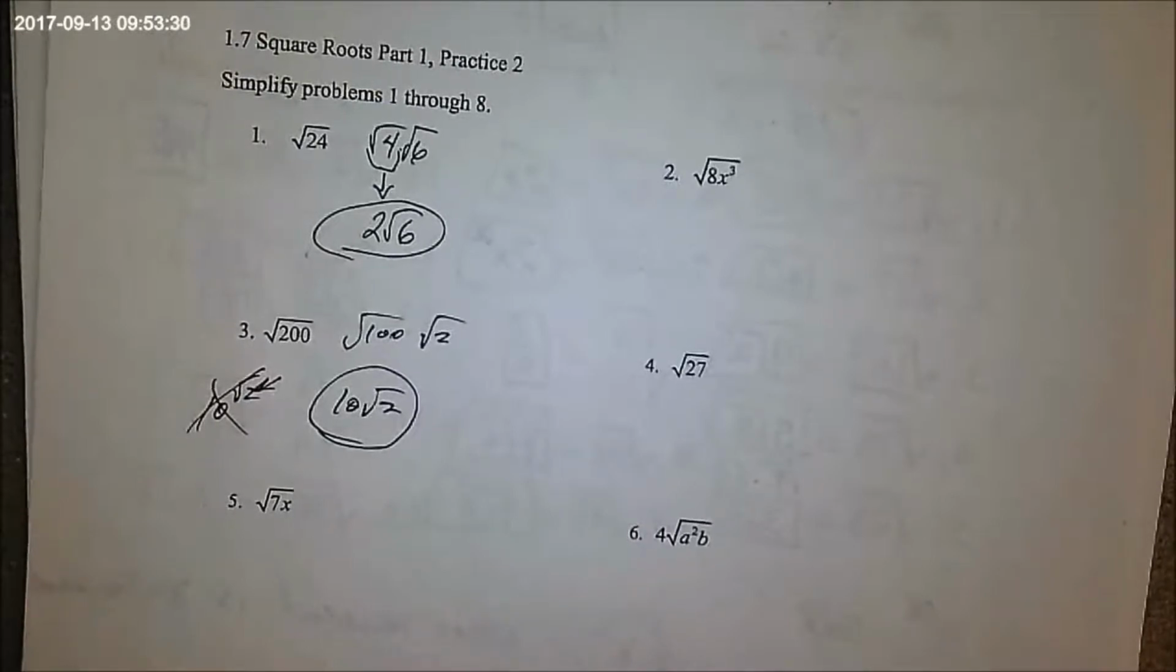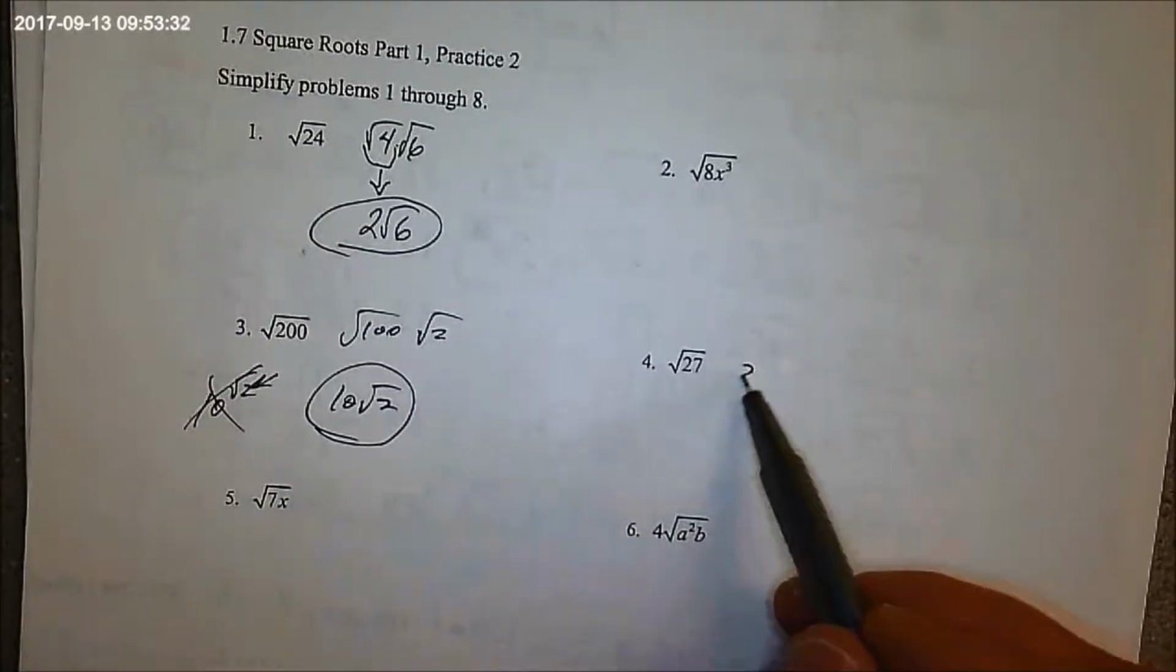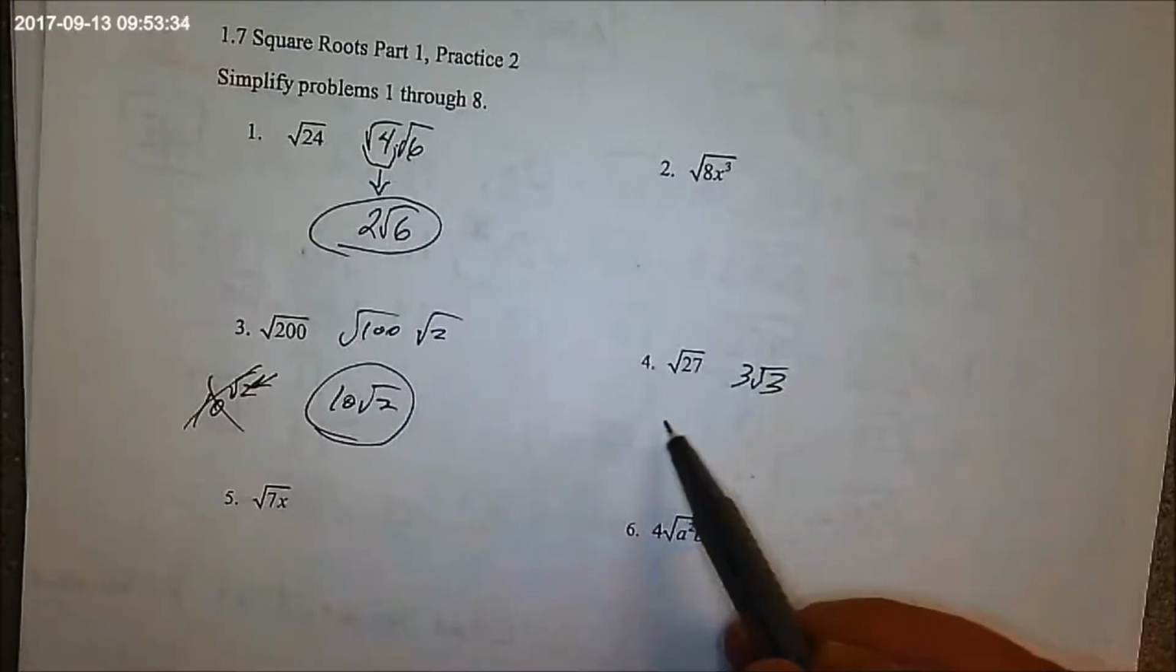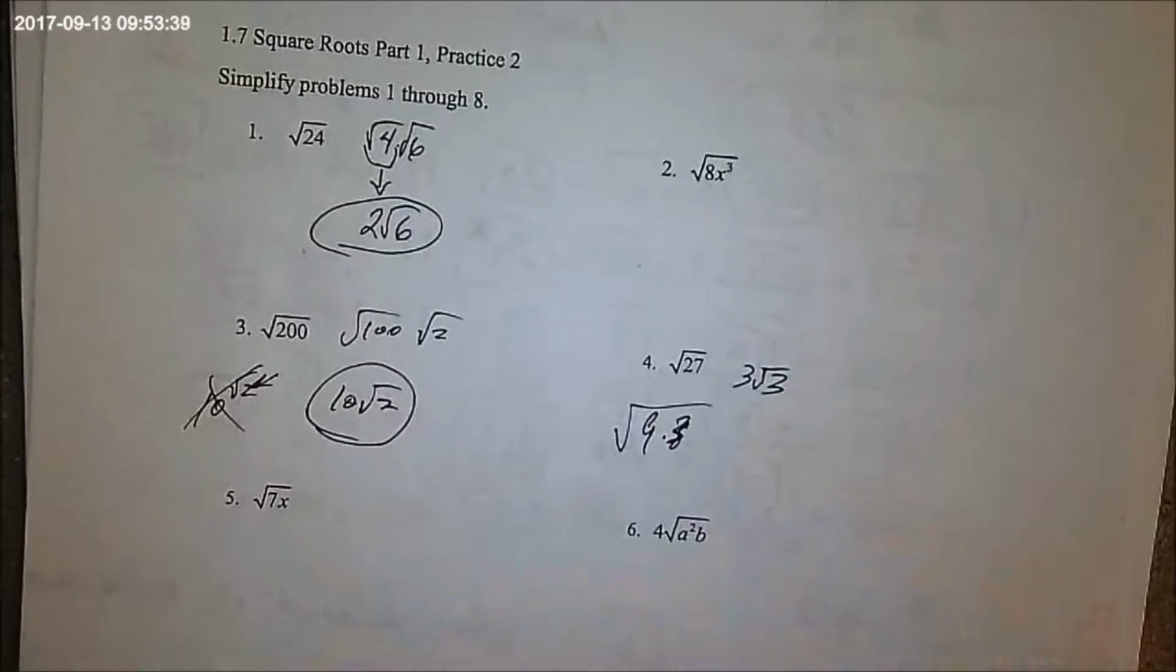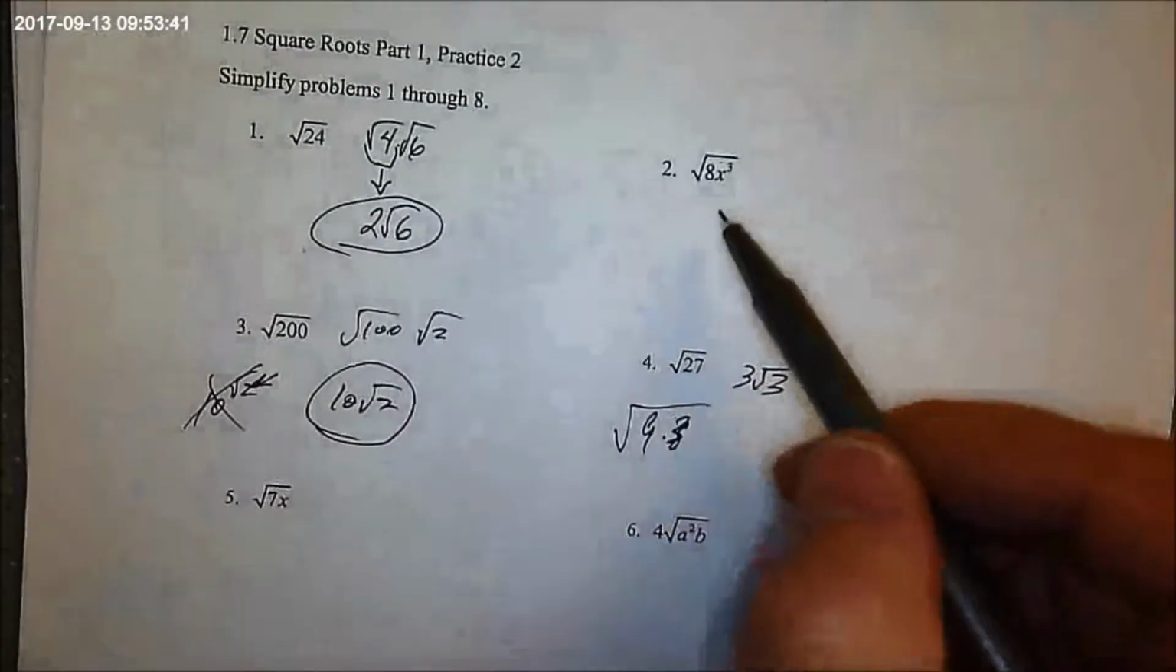All right. Brandon, you got those two correct? Yep. And this one's pretty easy also. It's 3 root 3. Yeah. Because that's 9 times 3 is 27, right? Yeah. Square root of 9, 3.